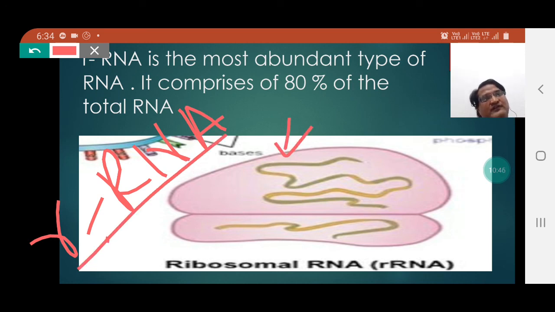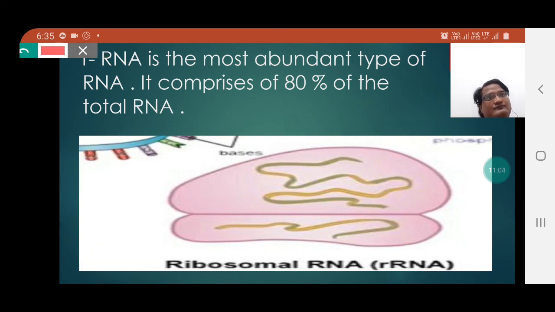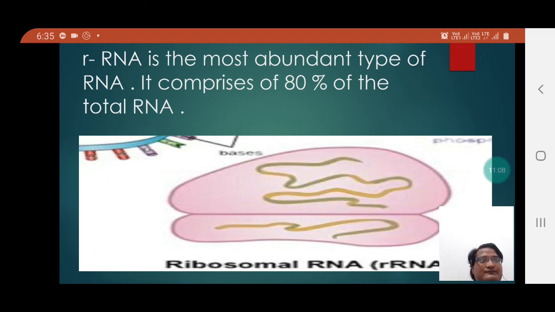So students, this is the diagram of ribosome, where you can find presence of rRNA. So students, we can say that rRNA is the integral component of the ribosome, which is also quite distinctly clear from the picture.